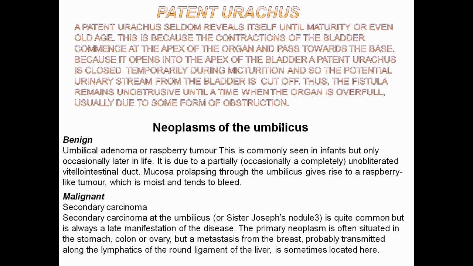Malignancy: secondary carcinoma at the umbilicus is quite common but is always a late manifestation of the disease. The primary neoplasm is often situated in the stomach, colon, or ovary, but metastasis from the breast, probably transmitted along the lymphatics of the round ligament of the liver, is sometimes located here.